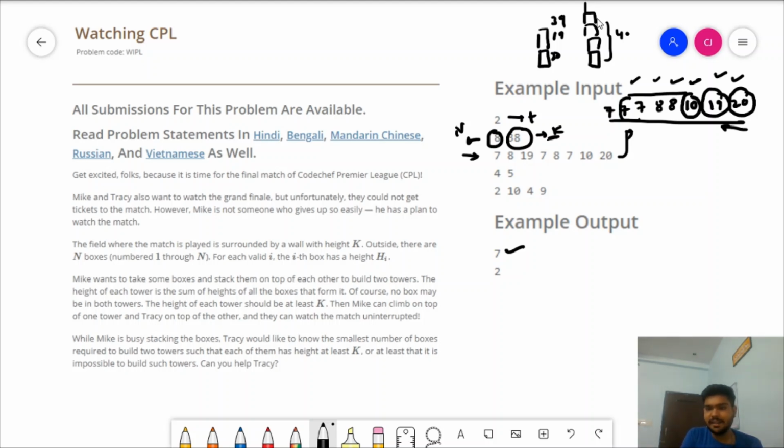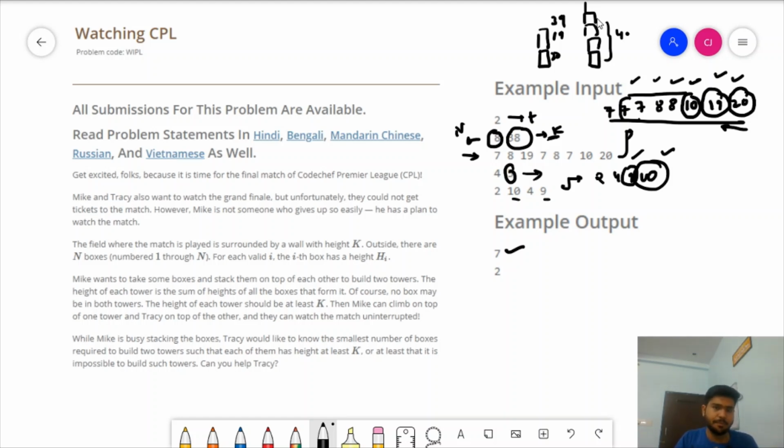Similarly, in the second case also, if we sort the array and think greedily, that is 2, 4, 9 and 10, then 2 boxes will be required, of height 9 and height 10, to watch the match, because the height of the wall will be 5, that is very low. So only 2 boxes can fulfill our condition.